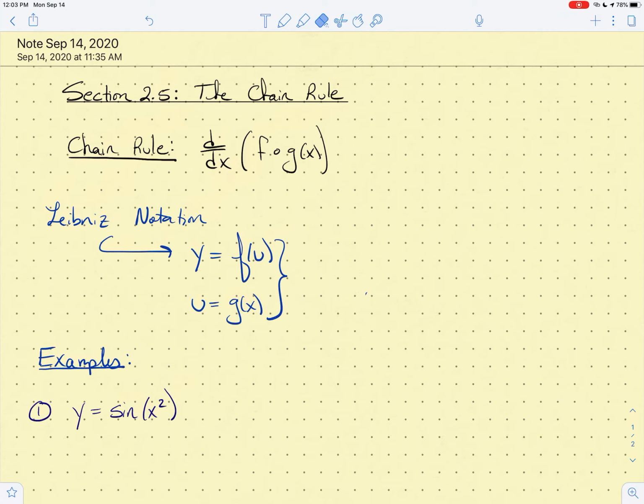So far, we've learned how to compute the derivative of the sum and the difference of two functions, the product of two functions, and the quotient of two functions. And so that leaves us with the question of how do you compute the derivative of the composition of two functions? And so that rule is called the chain rule.